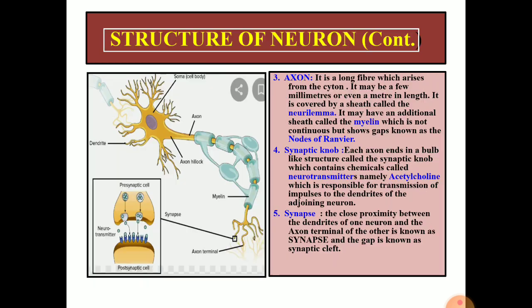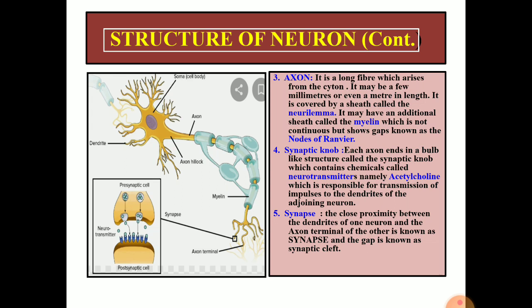Now, let us study the long tail that you see, which is known as axon. Axon is a long fiber which arises from the cyton. It may be a few millimeters in length or could be even a meter in length. It is covered by a sheath which is known as the exolemma. The cell membrane which is present in the cyton is known as the exolemma.